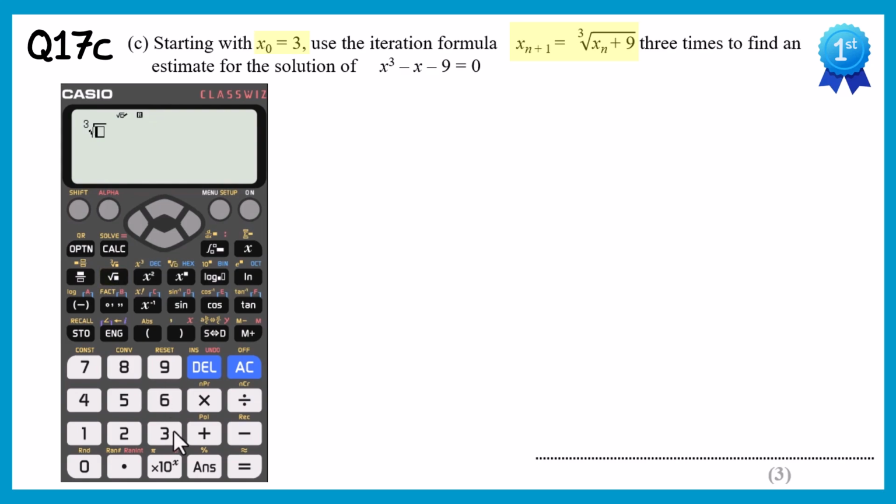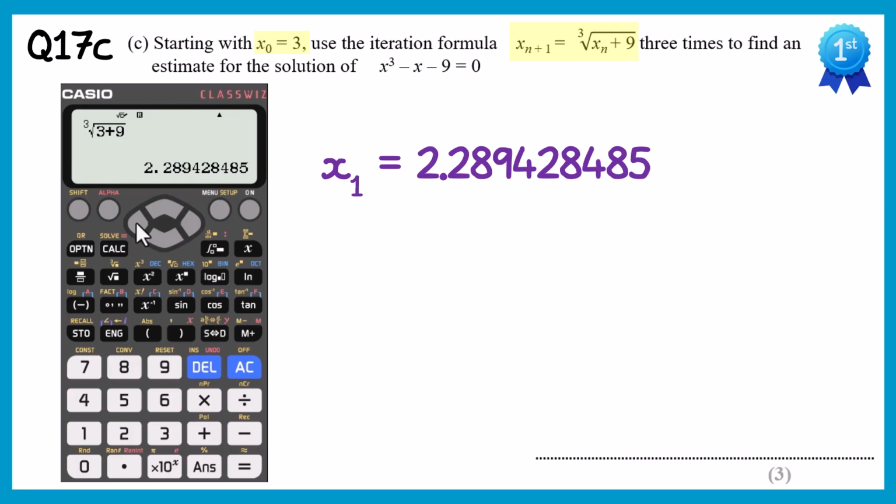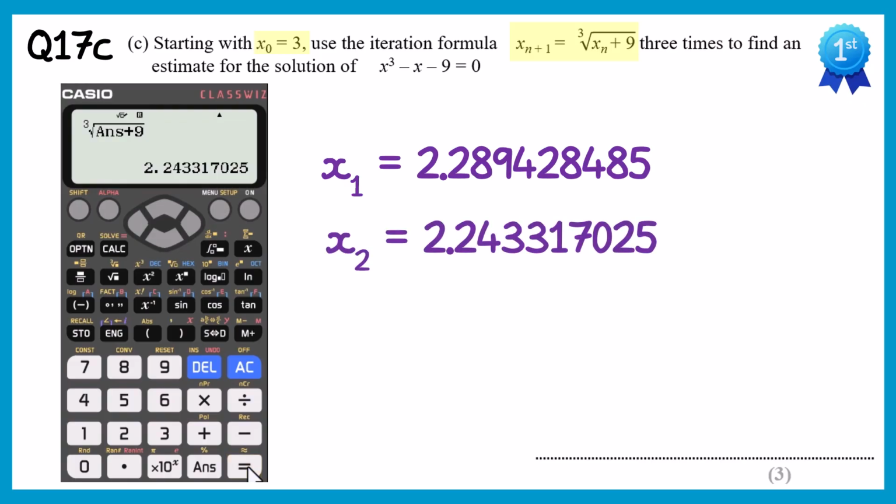And then we're going to replace the x_n with a 3, and then plus 9. Then we press equals. So this gives us the value of x1. So let's write that down. And then we need to substitute that value back into the formula. So let's go back through and remove the 3 and replace it with the answer button. That will substitute that number back in. Then we press equals and we get the value of x2, which is this.